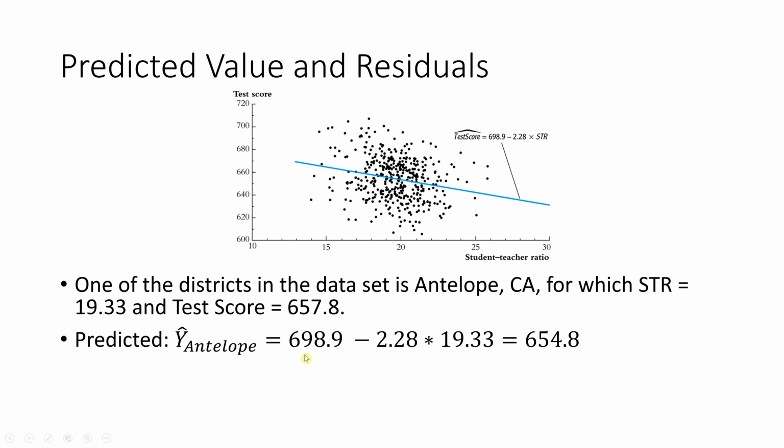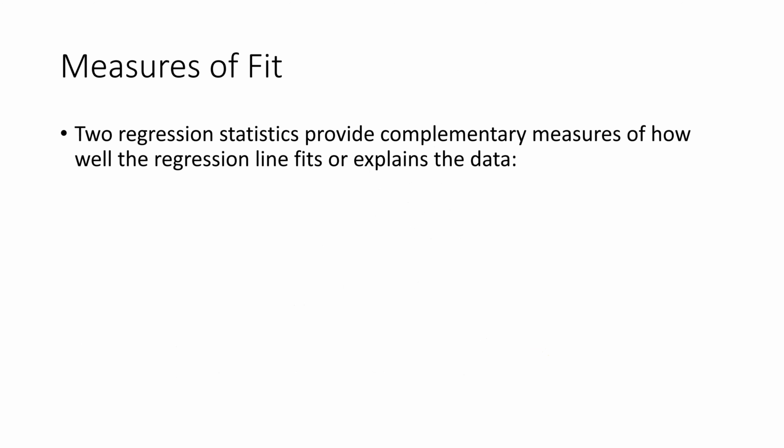Well, 698.9 minus 2.28 times the student-teacher ratio, 19.33, we predicted a value of 654.8. We know the actual is 657.8, so we can calculate the residual, that error term. How good did our regression do? Well, it was off by 3, right? We estimated 3 points lower than they actually got. Okay, so we know that we messed up by 3.